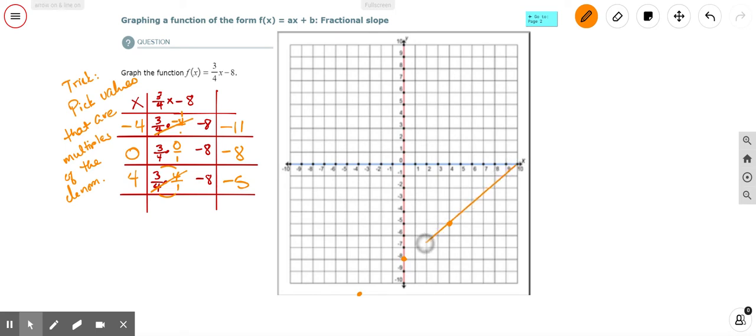Oh, guess what? I even have an arrow tool. The reason why is because these lines go on forever. So we should end in an arrow. Oh, it didn't have an arrow here. Let me make one. There. Isn't that pretty? Okay, so that's it. Graph the line. Moving on.